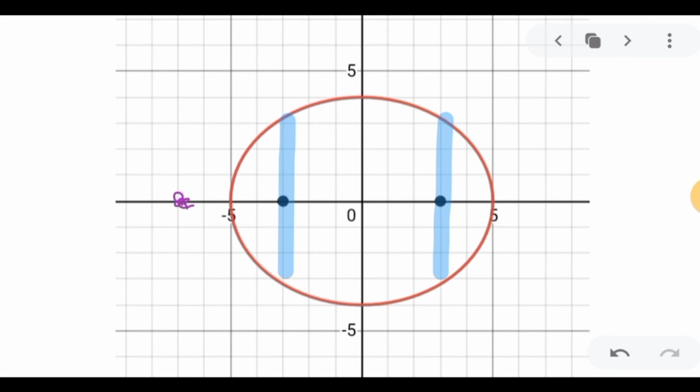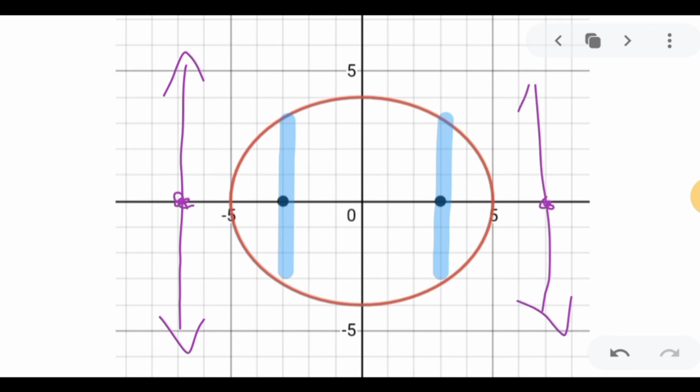And then the directrix here as well. 1, 2. And then, draw the line. The directrix is always parallel to the minor axis. Okay, kapag horizontal yung ellipse ninyo, yung directrix ninyo ay vertical. Ito, vertical siya patayo. Kasi lagi siyang parallel sa minor axis.